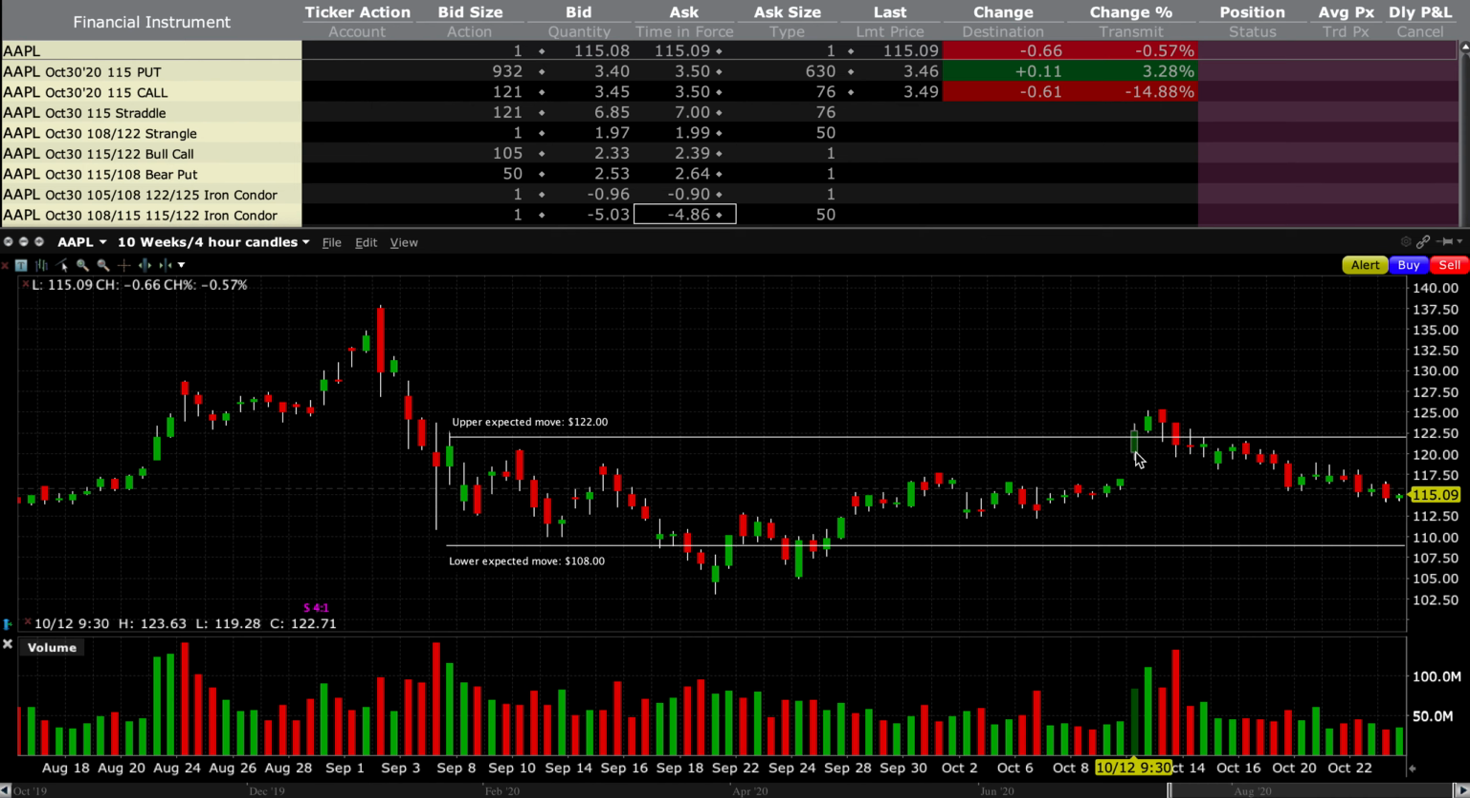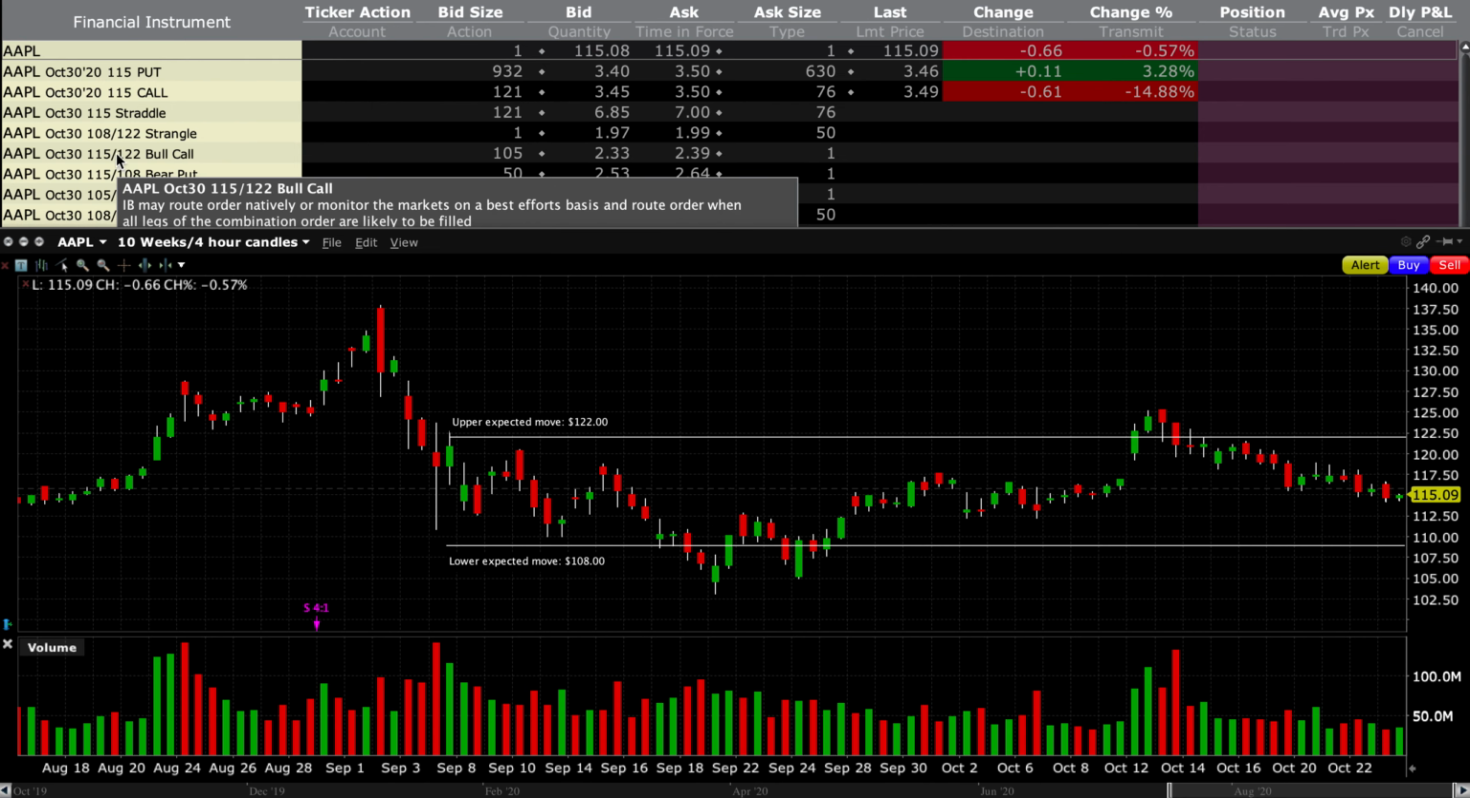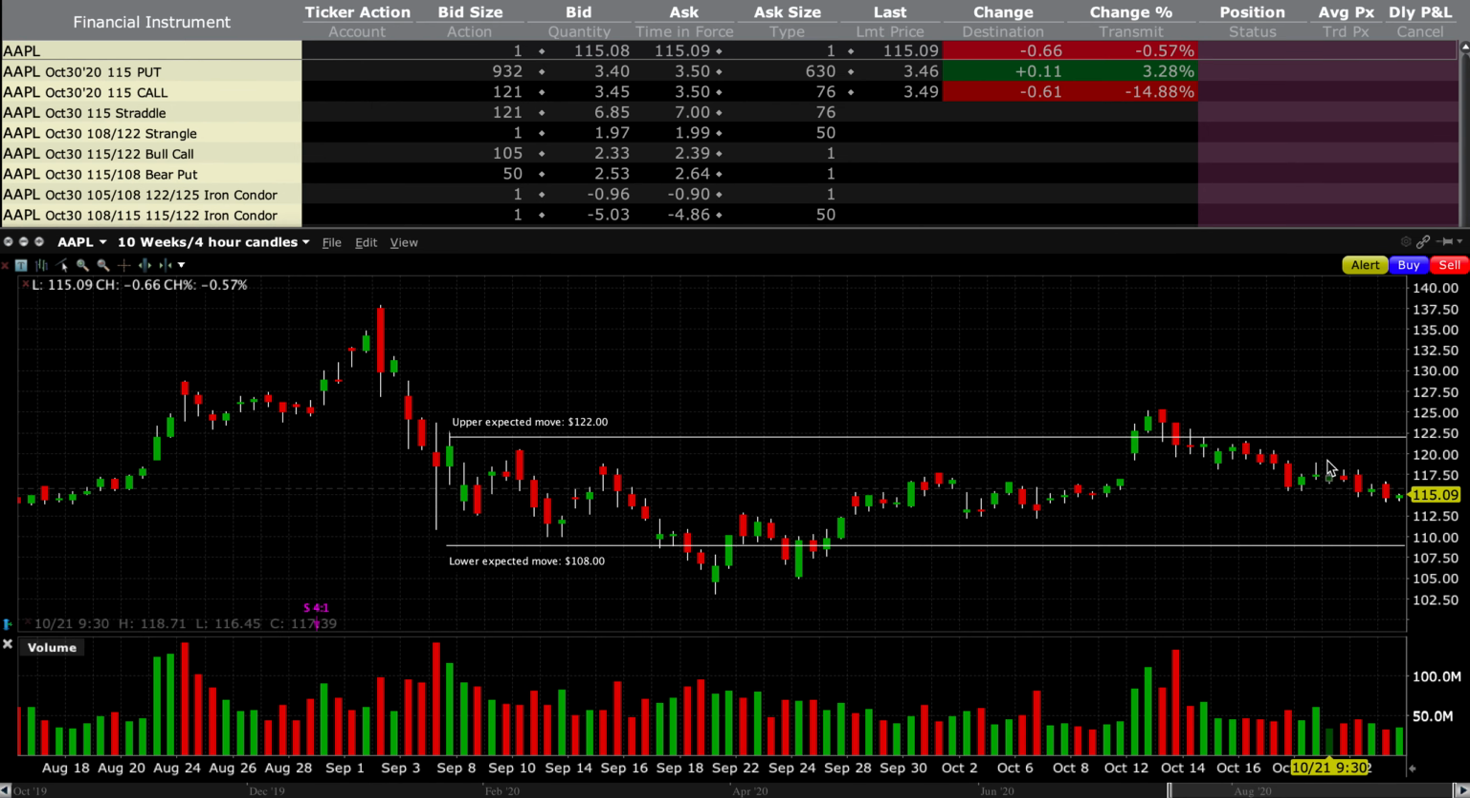Now, if you're bullish, you can use a bull call spread, which is priced out over here. It would cost you approximately $2.35, and that would be created by going long the 115 call and short the 122 call. So you're long at the money and you're short right at the area of the upper expected move, right? In this case, your maximum gain would be 7 less 2.35, which is $4.65. So that would be achieved if AAPL were to expire above 122 come Friday, right?